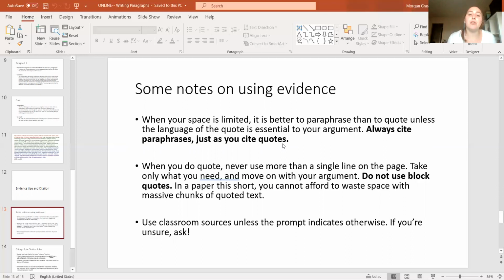When you do decide to quote, never use more than a single line on your page. Take only the portions that you need and move on with your argument. If you use block quotes, you're wasting space.